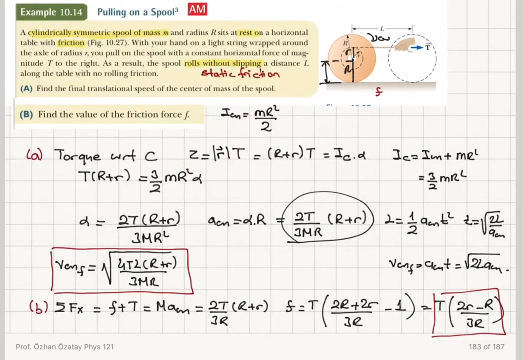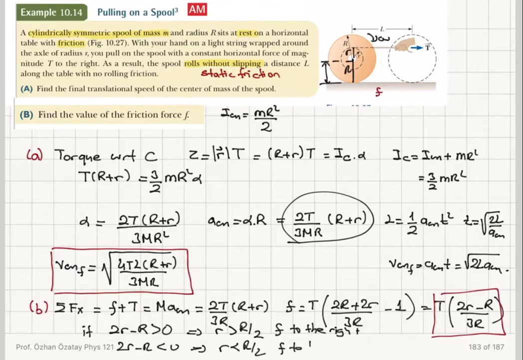Now, is this pointing to the right or to the left? It depends on the value of 2r minus capital R. So if 2r minus capital R is positive, small r is greater than R over 2, force of friction will be to the right.